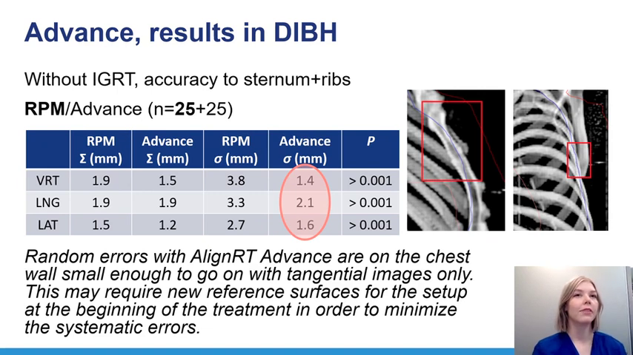Okay, here we have fresh results with the AlignRT Advance. When looking at the most commonly used matching locations in orthogonal images, which are ribs and the sternum, we can see that the residual random errors are small in 3 directions, even without image guidance. This is because random error is only up to 2.1 millimeters in the longitudinal direction. If systematic errors are observed, new reference surfaces may be needed to minimize them.